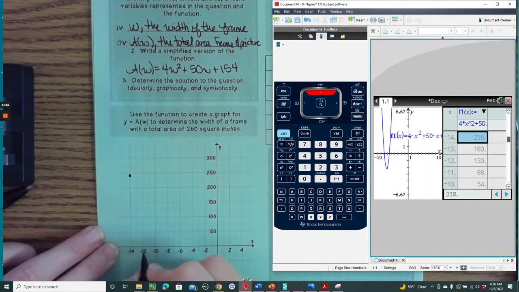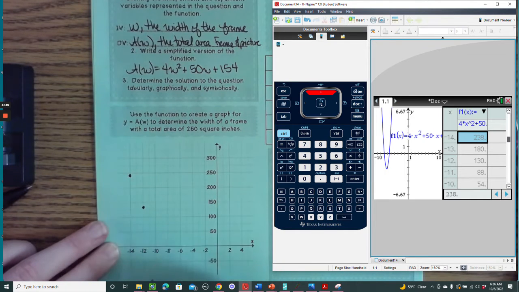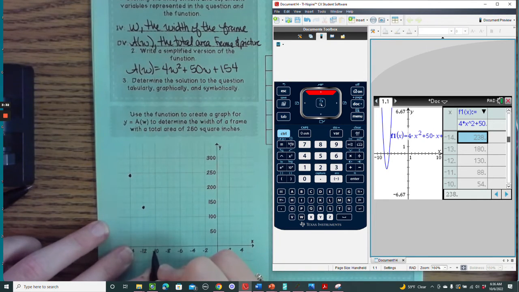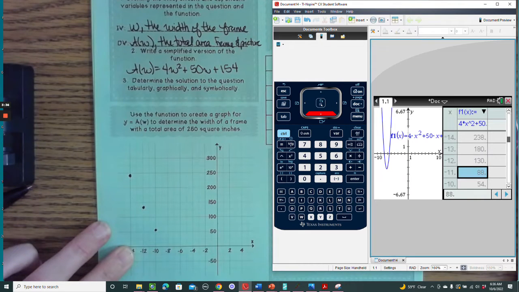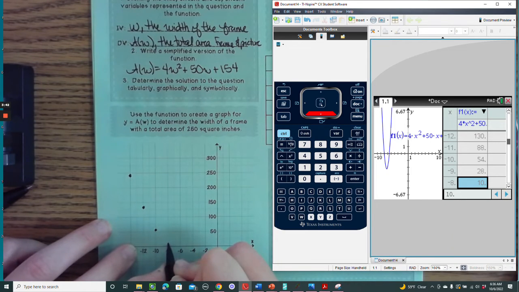I'm going to skip to negative 12, which is about 130. Negative 10 is 54. Negative 8 is 10, so that would be pretty low.